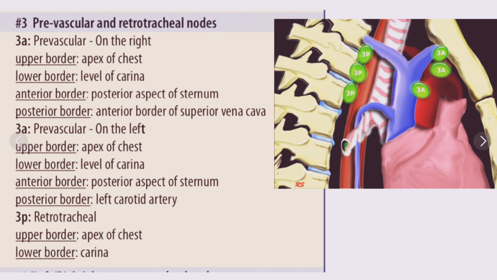Now they are talking about lymph node station 3. It is either prevascular or retrotracheal nodes. On the right side, the prevascular upper border is made by the apex of the chest, the lower border by the level of the carina, and the anterior border by the posterior aspect of the sternum. These three things are similar, but the posterior border is defined by the anterior border of the superior vena cava.